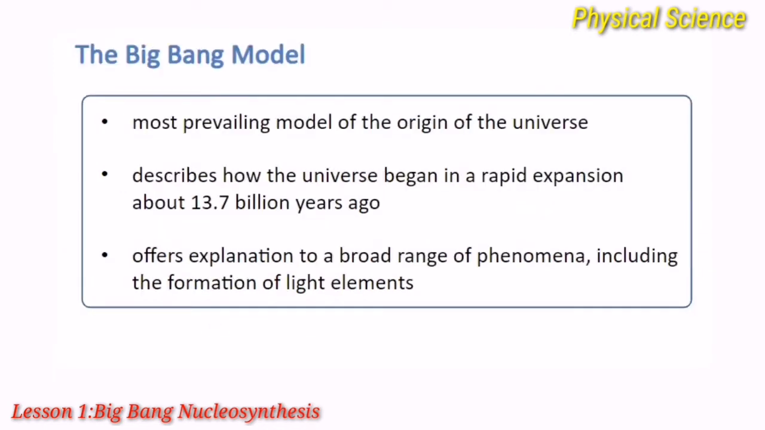The Big Bang model is the most prevailing model of the origin of the universe. It describes how the universe began in a rapid expansion 13.7 billion years ago. It offers explanation to a broad range of phenomena, including the formation of light elements.